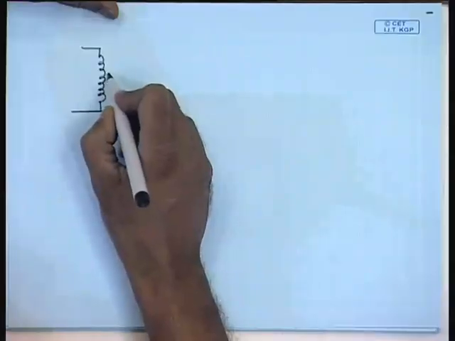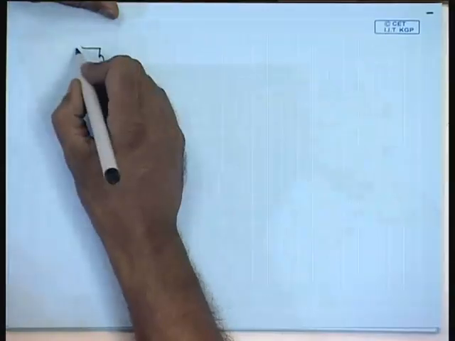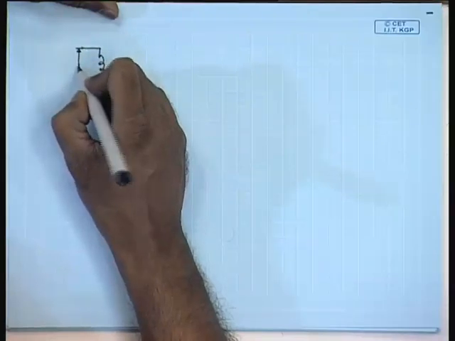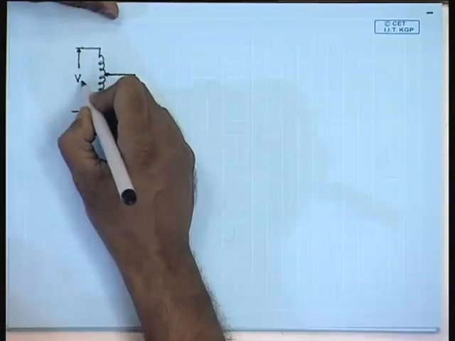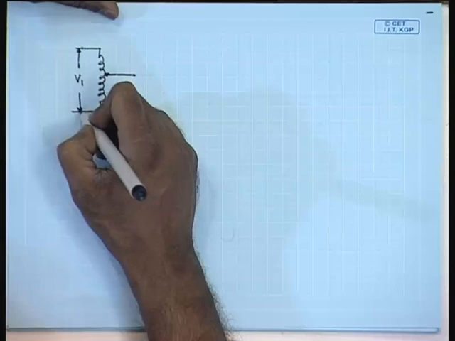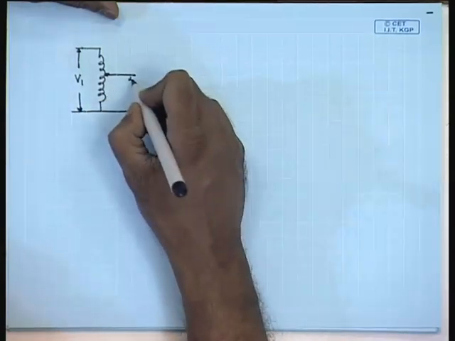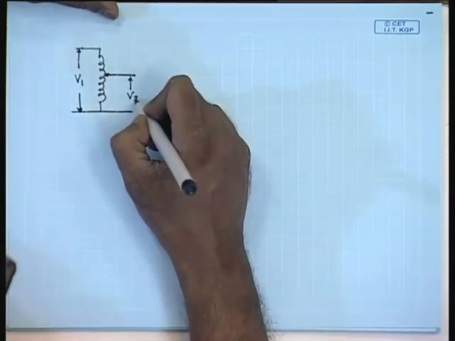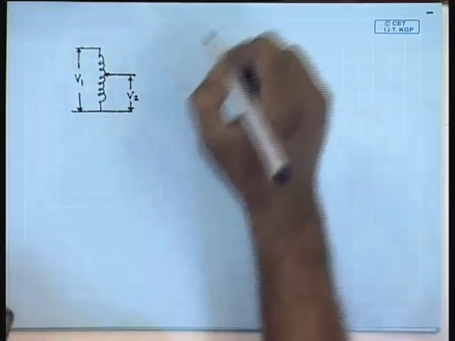We introduced the concept of a two winding transformer through an inductive potential divider of this form. That is, if we give an input voltage of V1, then we will get an output voltage of V2, which is different from V1.